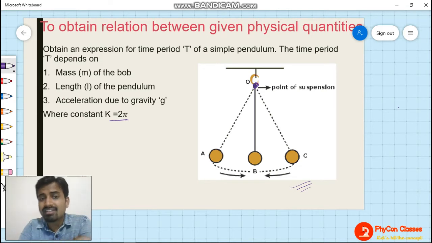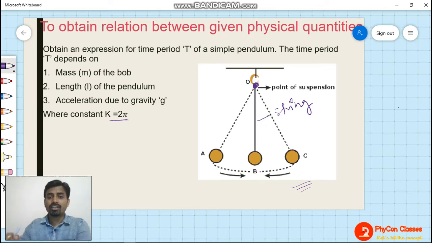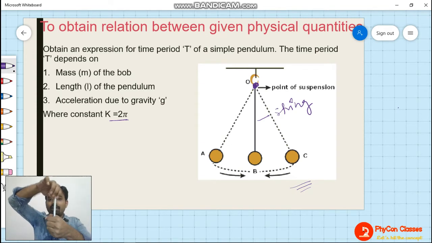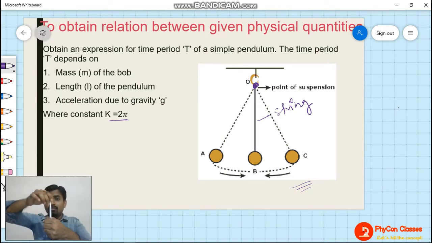Means from where this string is going to be attached. And so this one is the string, and on one side it is pin jointed. Pin connection is there. That means rotation will be available. Pin connection means like this. Think of it like this: rotation is available, but up and down motion will not be available.